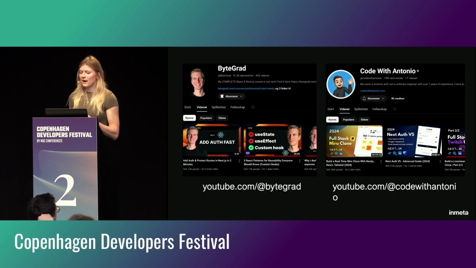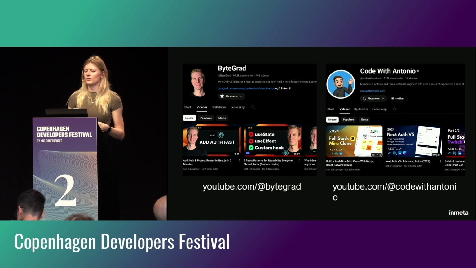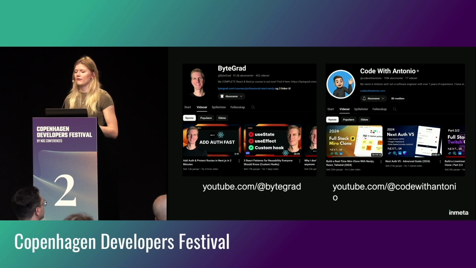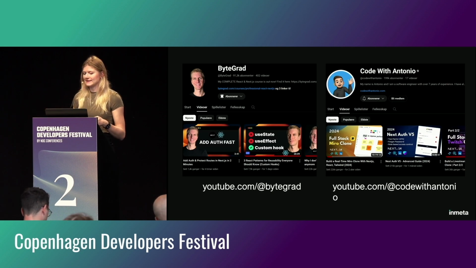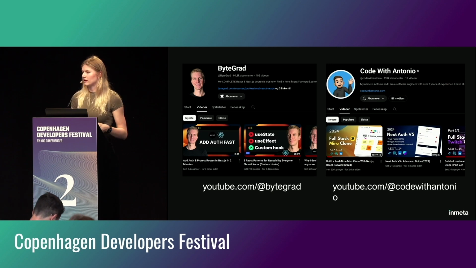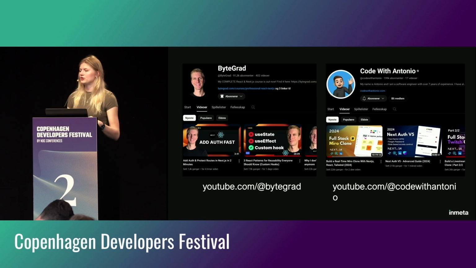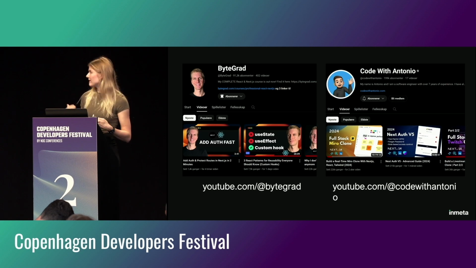For YouTube, ByteGrad does a lot of thorough RSC content. And Code with Antonio does some incredible clones of apps like Twitch and Miro and recently Slack with full YouTube code-alongs, like, I don't know, 14-hour code-alongs. And he just recently started taking payment for the code, but you can still watch the videos and see how he does things, because he's really good at this. So I recommend these.